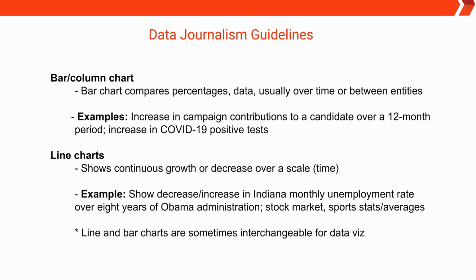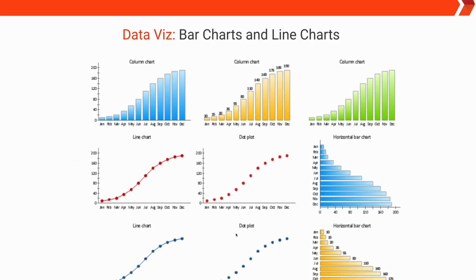They're sometimes interchangeable for data viz. Bar charts and line charts are. Not always, but sometimes they are. Here are examples of bar charts and line charts. You see the line charts over here on the left. Dot plot chart, which is very similar to the line charts. You don't have the connectivity there between the lines. There's no continuity. Column chart's vertical. Horizontal bar chart is down here on the right.